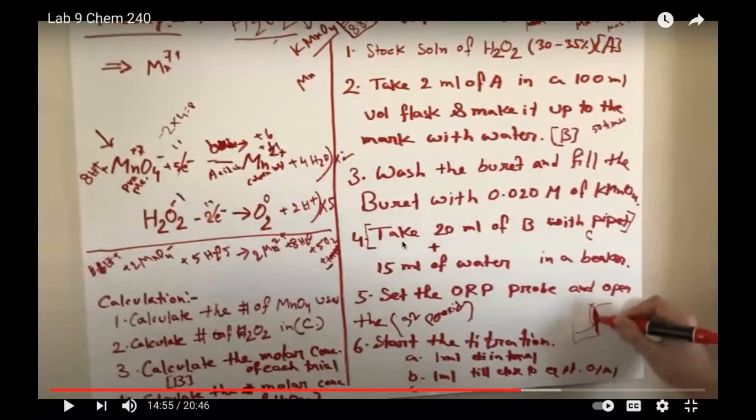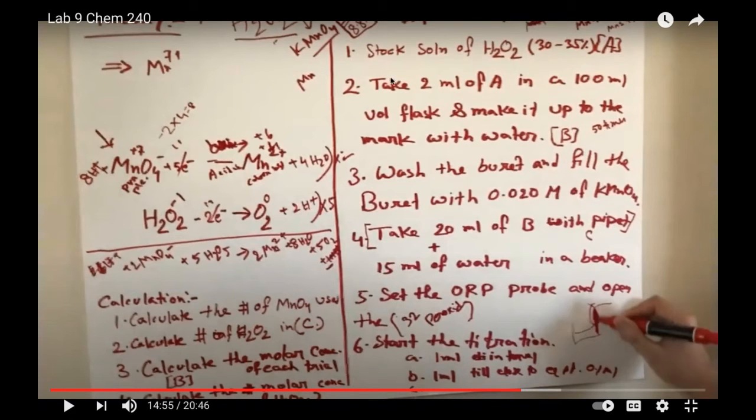In each trial, you have taken actually 20 ml of B. So you have to find out the concentration of B. How to do that? The number of moles you got in C, in number 2, divided by the volume in liter. What is the volume? 20 ml. So volume in liter is 0.02 liter. If you do that, you'll get the concentration of B.